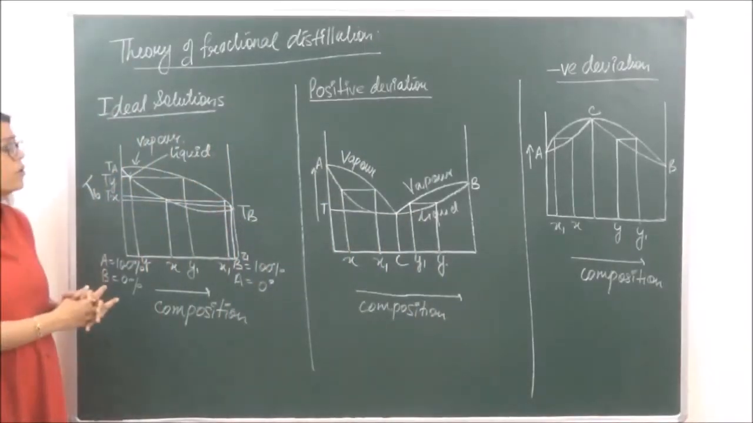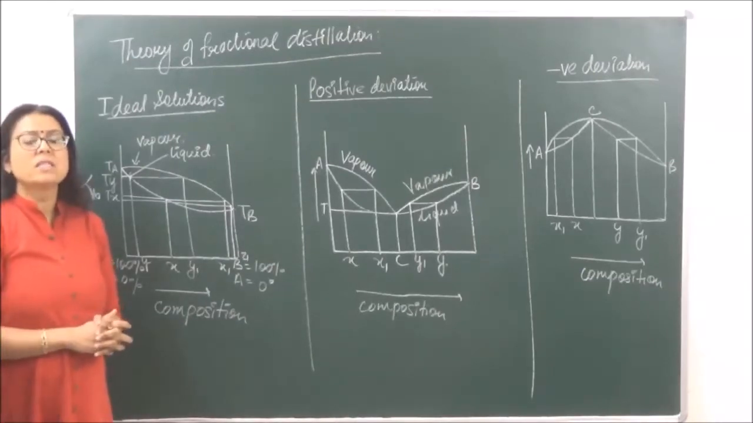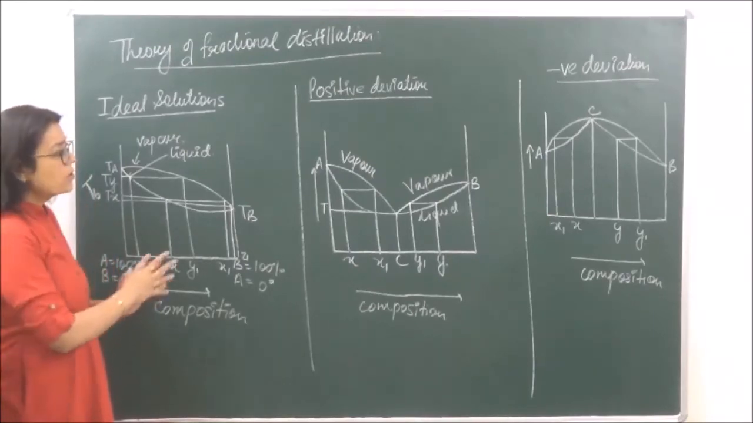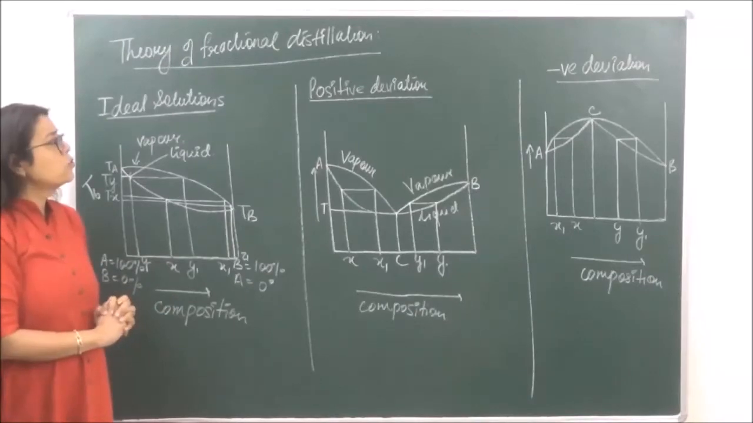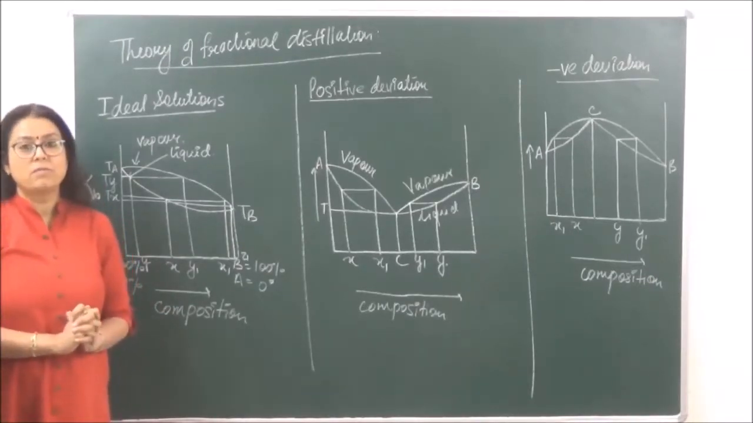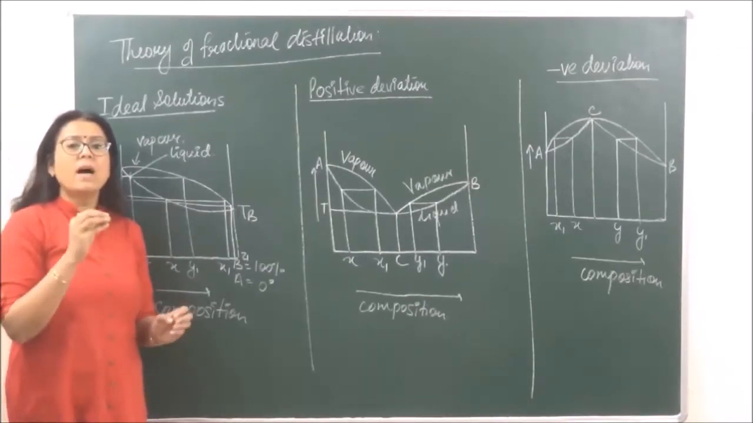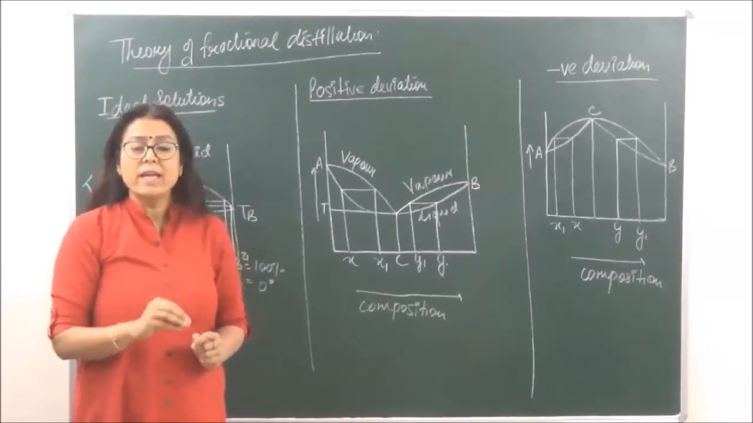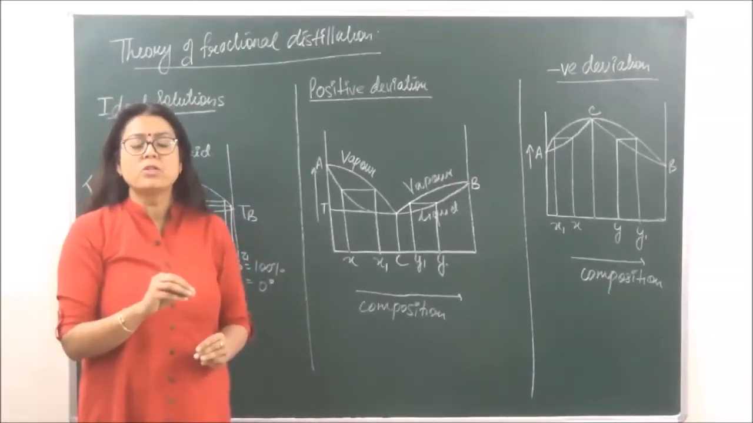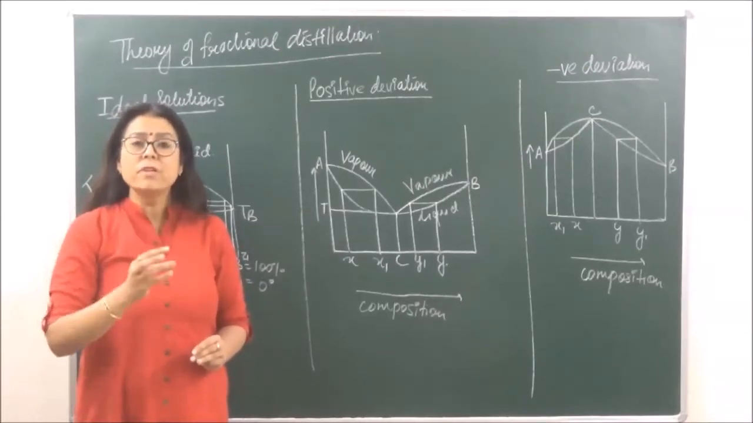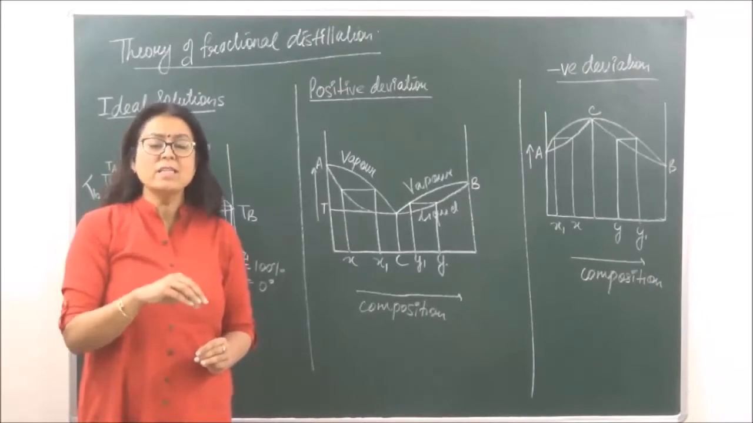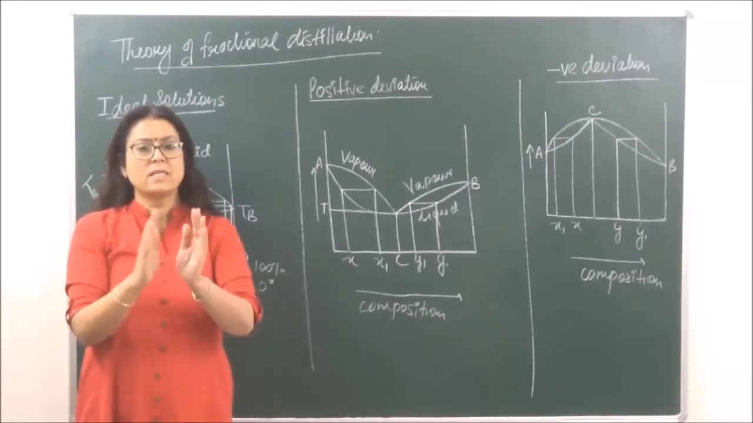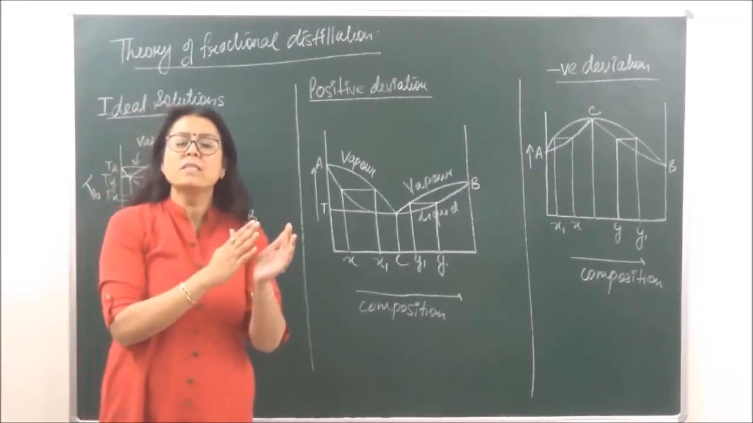Now it is very easy for us to study fractional distillation by way of graphical representation, right? So I have already drawn the graphs for three, that is ideal solutions, positive deviation and negative deviation. It is said that we are able to separate the two liquids or the two components of any miscible mixture only if there is a difference in composition between the liquid phase and the vapor phase, right? Which means that the composition of the liquid phase is different and the composition of the vapor phase is different.